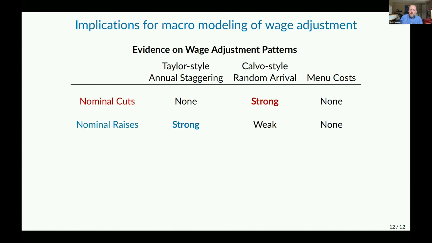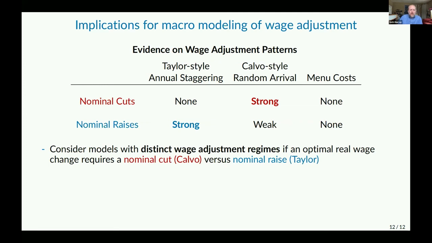Whereas nominal raises instead really seem to follow a very strong pattern of Taylor-style annual staggering. Again, menu costs don't seem to fit nominal raises at all. There's some evidence that I found looking at the Calvo style, but it's quite weak as to whether or not there's some random arrival of opportunities to adjust workers' wages, like for instance, if a worker receives an outside offer and that may cause the firm to raise the worker's wage. That might be the sort of random arrival Calvo style adjustment.